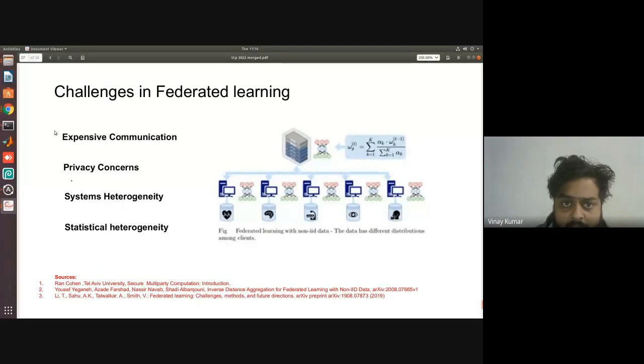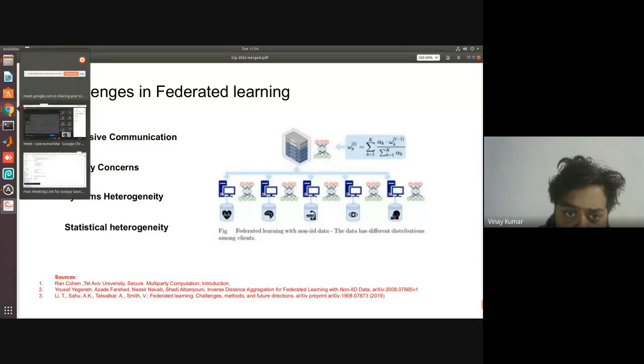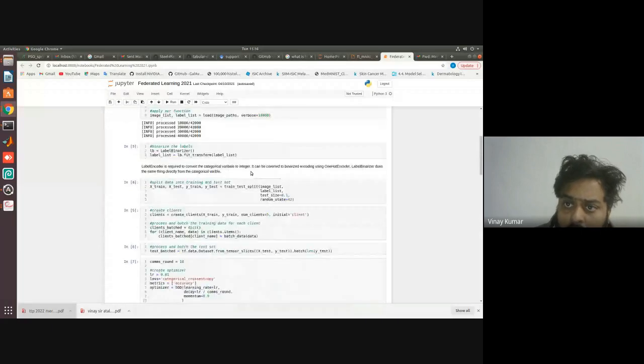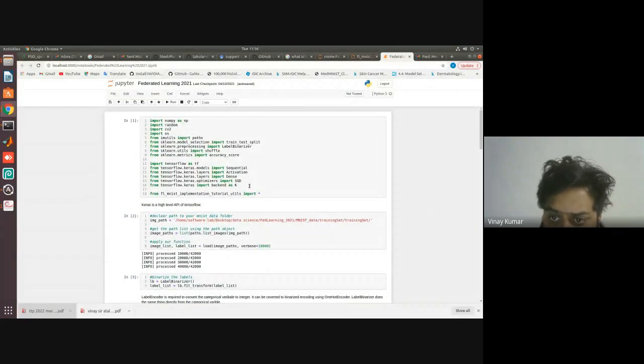Let's go to some practical aspects of it. Let's see how to implement these things. So this is basically a horizontal federated learning approach, implemented in TensorFlow, actually Keras. This is a very naive type of simulation of federated learning.